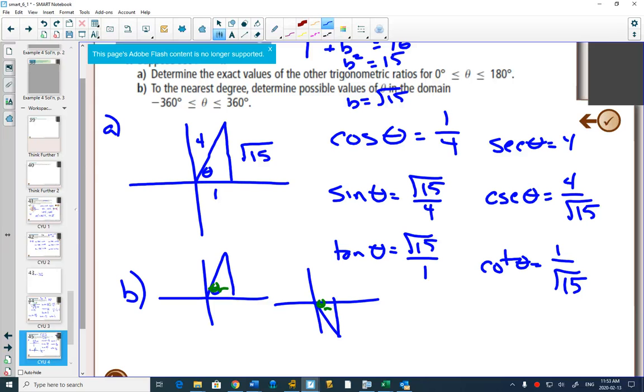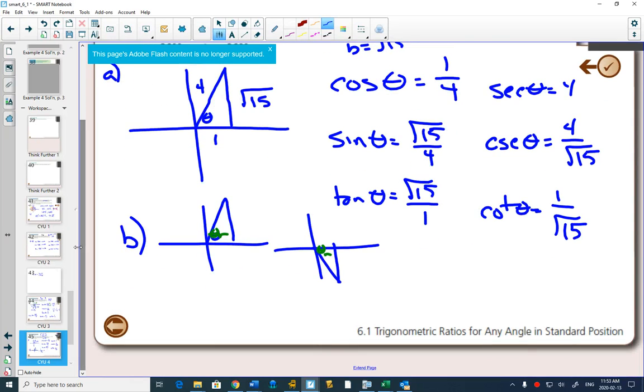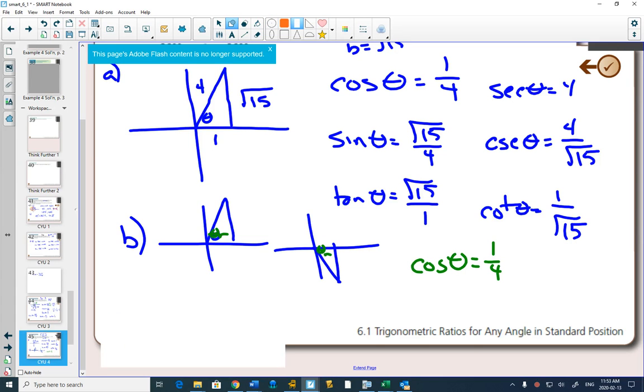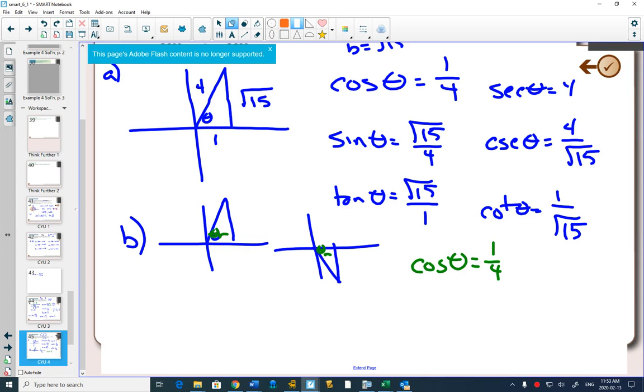If I was finding the angle, how do I find an angle going back to grade 10 math? If you know, choose one of them. This one looks like a nice one. If you know that cos of theta is 1/4, how could you possibly find theta with your calculator? You do the inverse. And so what I'm actually going to do right now is find my reference angle.